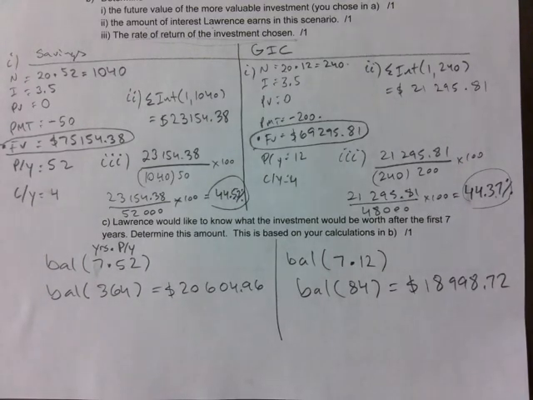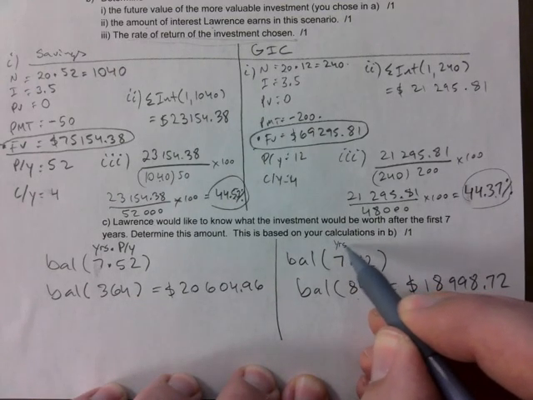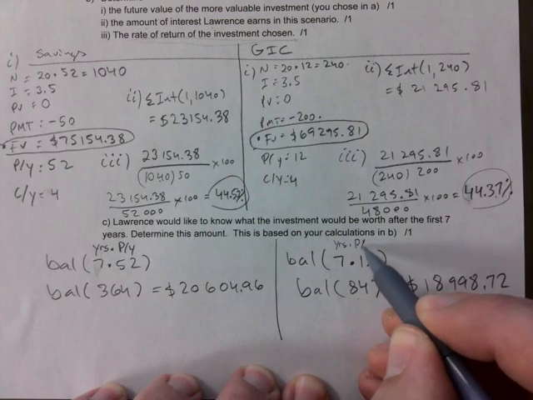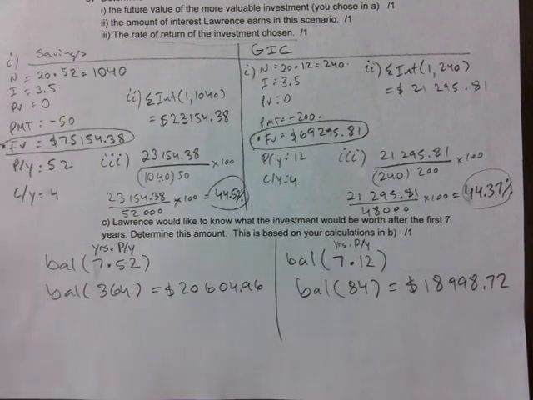Okay? I would put that on my study sheet. Whatever PY is, that's what you plug into balance. Same with sum of interest, except there you always have to go 1 comma whatever your end is. Okay.